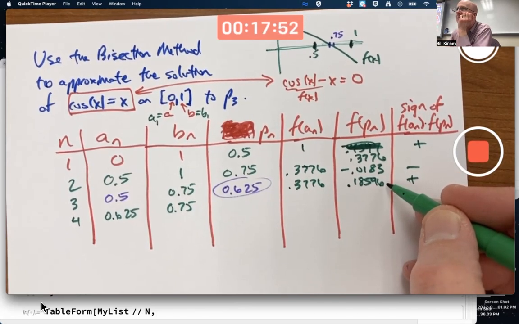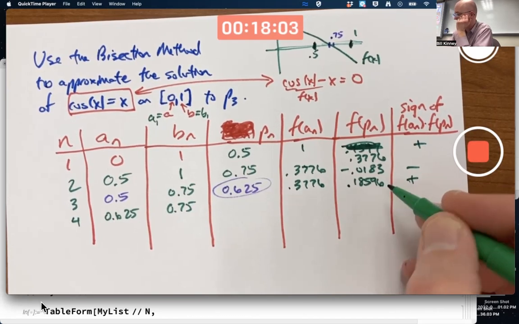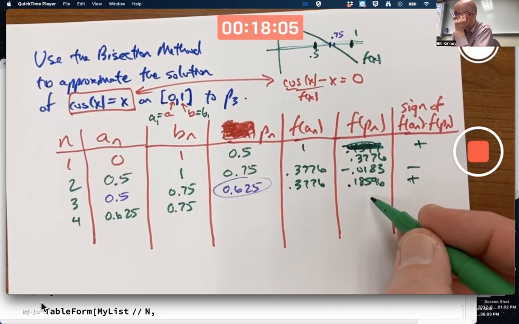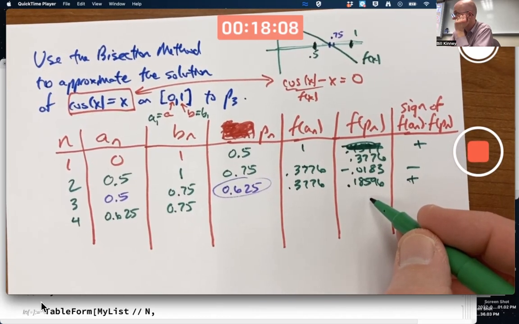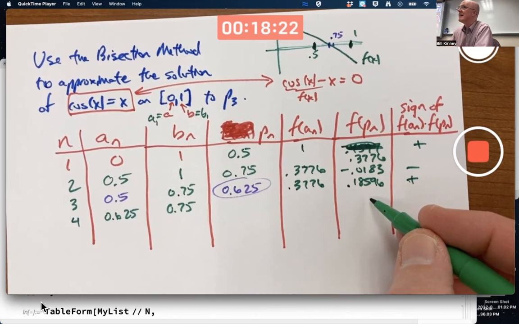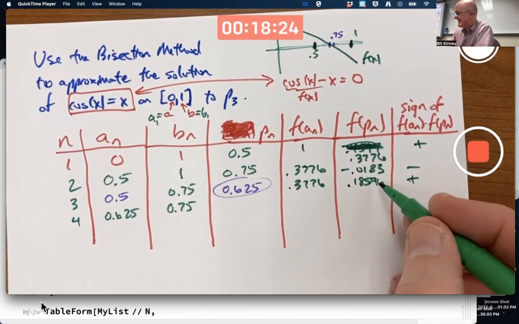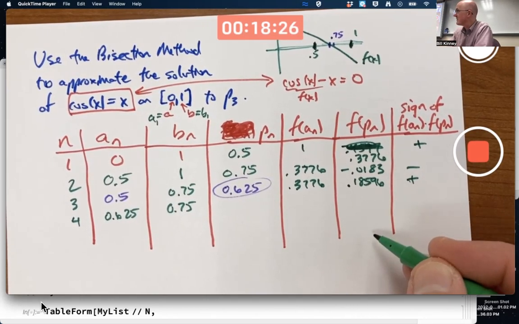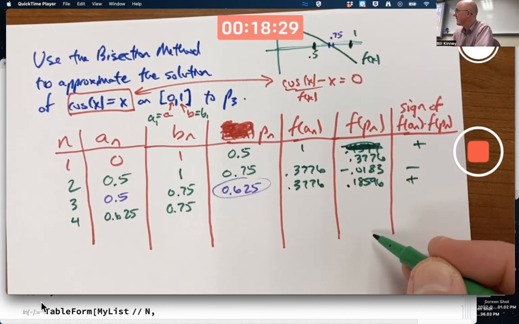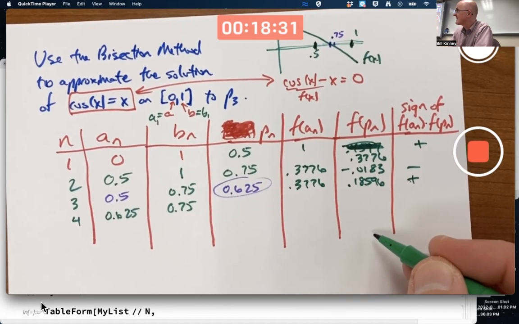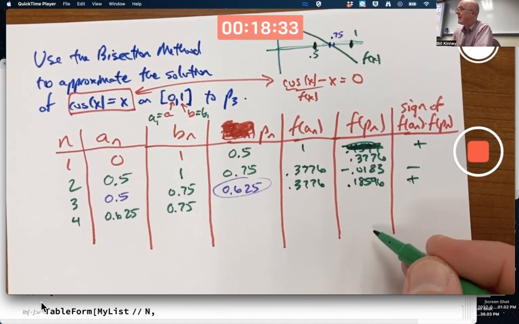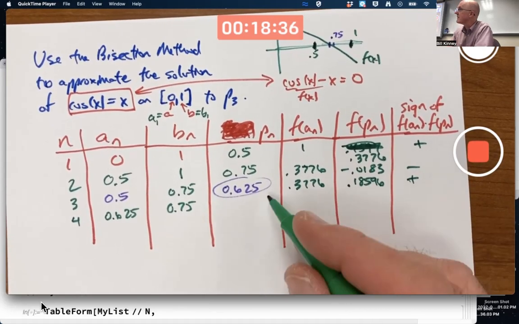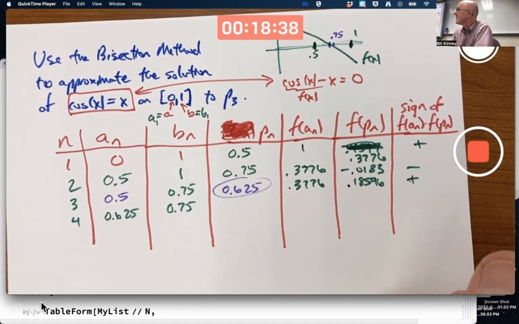What's going on here? Is the bisection method not working? I mean, we could wonder whether F of P4 is going to be closer to 0 or not. Maybe it will be. What am I hinting at here? The bisection method does converge to a root, but it doesn't always get better at every step. And that's a fundamental fact to know about it. Overall, it does converge to the root, but you can have intermediate steps that are better answers than the last step.